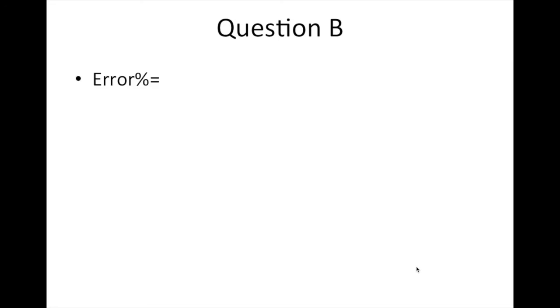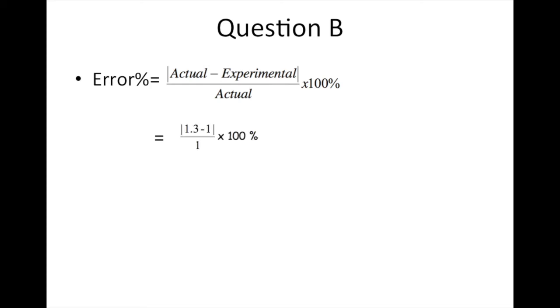Next, we have to find the percentage of error. The percentage of error is the absolute value of actual value minus the experimental value, all over the actual value, times 100%. So in this case, it's the absolute value of 1.3 minus 1, over 1, times 100%. And this gives you 30% error. So this is everything about the best fitted line, and next we're going to talk about correlation.